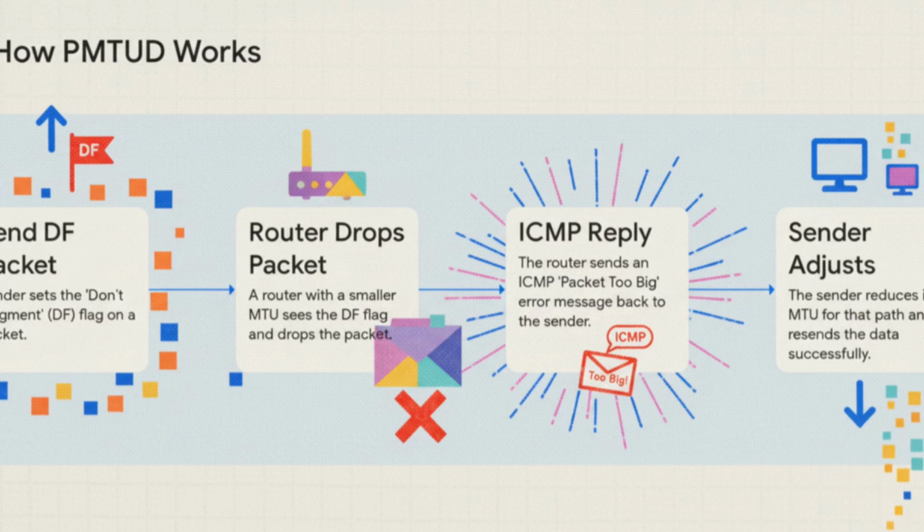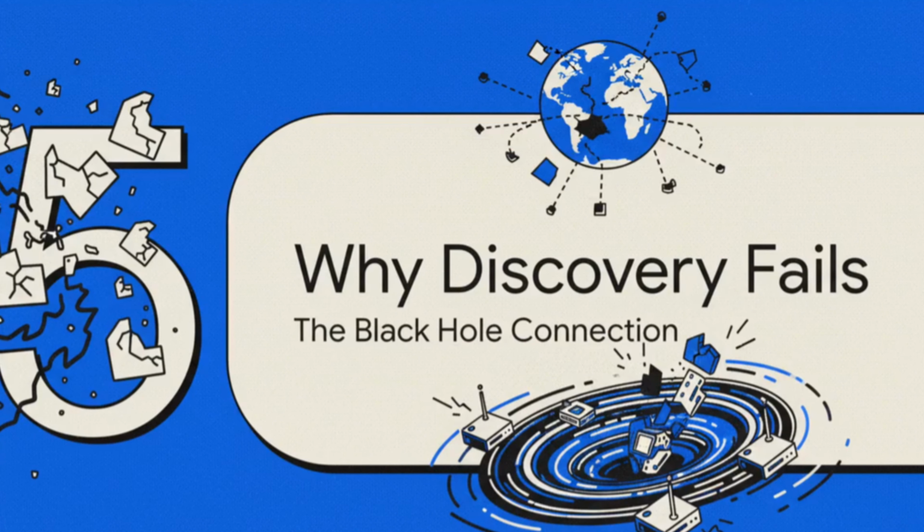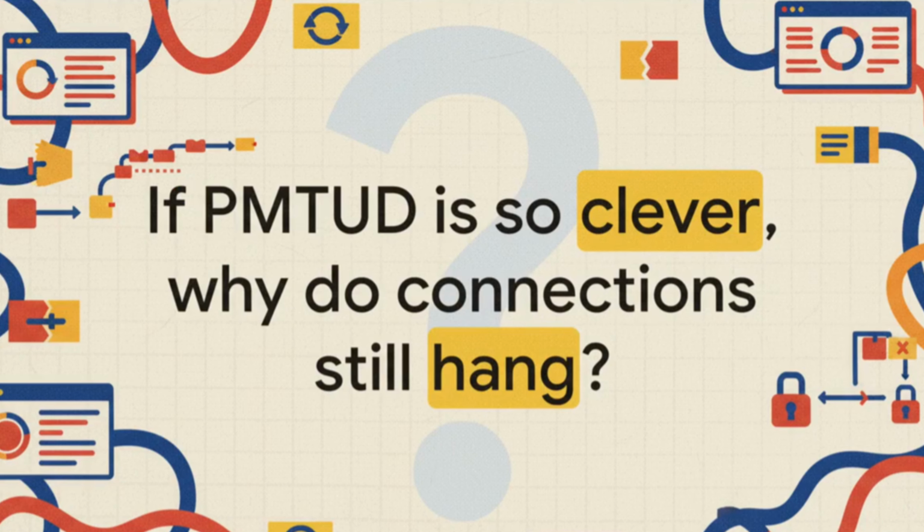Pretty smart, right? In a perfect world, that would be the end of our story. PMTUD would handle everything automatically, and we'd never have a single problem. But we don't live in a perfect world, and this very clever system has a massive, critical weakness. I mean, if this automatic discovery thing exists, why are we even talking about this? Why do websites still hang, and why do our VPNs still grind to a halt sometimes?